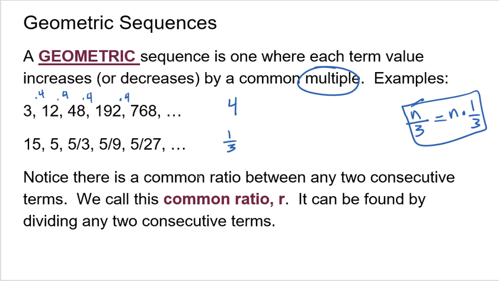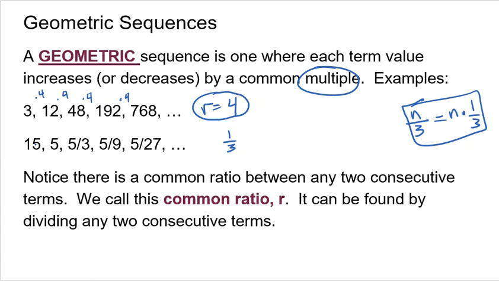So notice that there's a common ratio between any two consecutive terms. In arithmetic, we saw a common difference. Now we see a common ratio. If I divide 12 by 3, I get 4. 48 divided by 12, I get 4. 192 divided by 48, I get 4. If you divide any two consecutive terms, you get that common ratio, which we call r. So in this case, r equals 4.